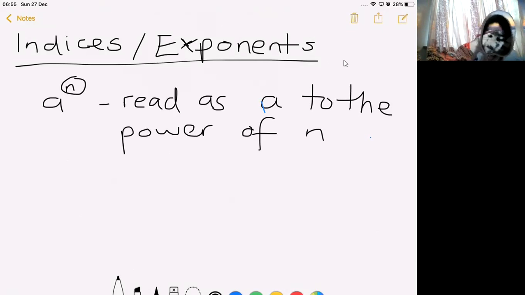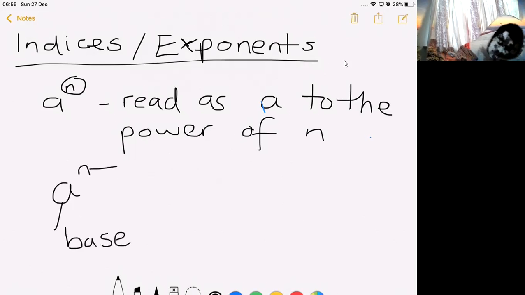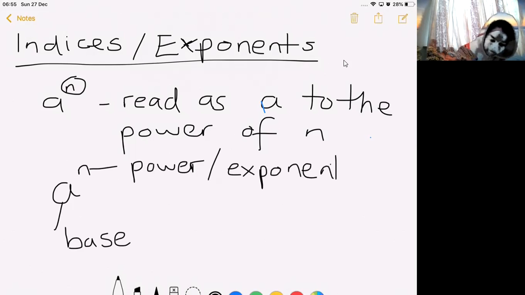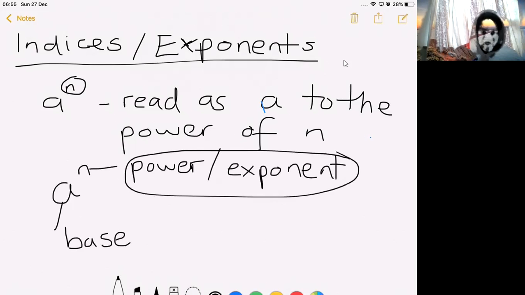Before we go to the meaning, this one that is down is called the base. And this one is called the power or the exponent. In A, it is called the what? It is called the base. But what is the meaning of A to the power of n?